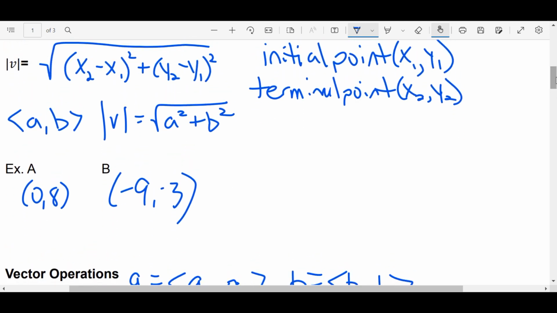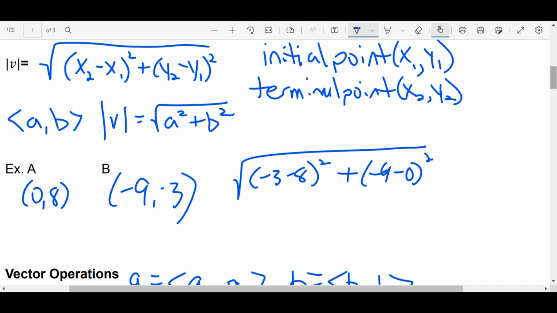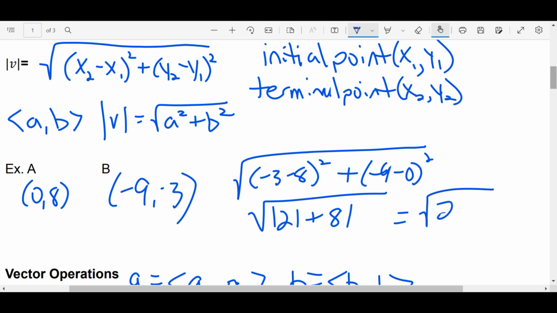We have an example right here. Let's solve it. So we have AB, and we need to find the magnitude. So the square root of negative 3 minus 8 squared plus negative 9 minus 0 squared. I'm going to get 121 plus 81 equals 202, and the square root of 202 is equal to about 14.2. There you have it.